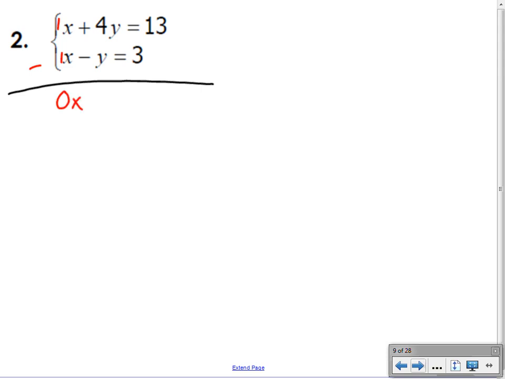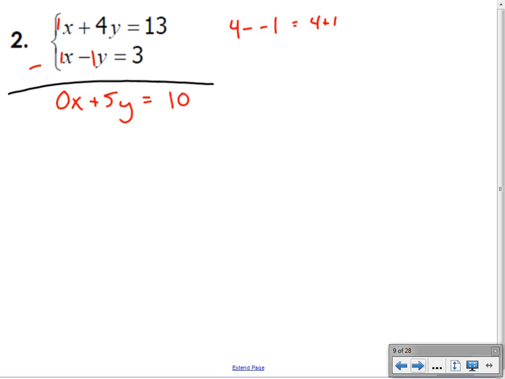But we don't just subtract the x's. We have to also subtract the y's and our numbers. So 4y minus a negative 1y is really like 4 plus 1. So this would really make a plus 5y. Our equal signs drop down, and then 13 minus 3 gives us 10.